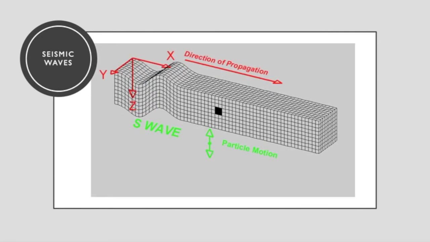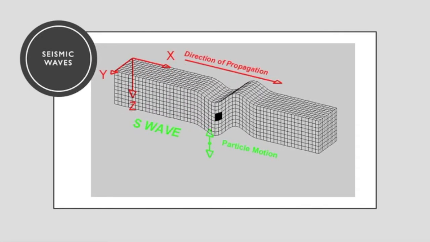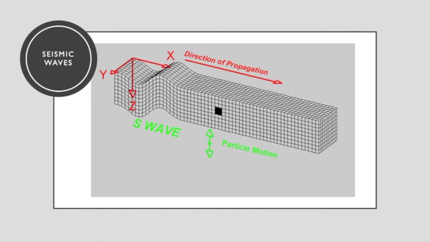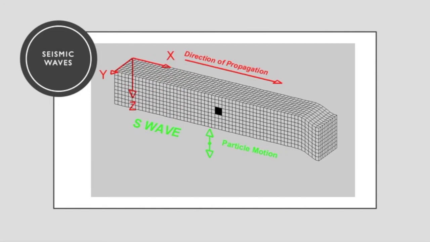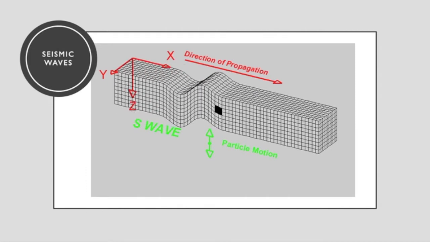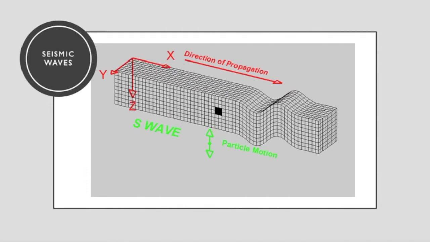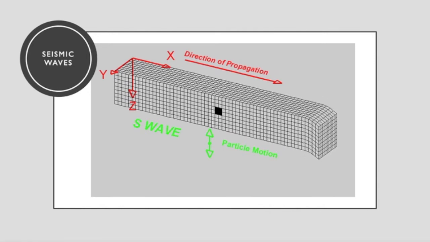The second type of seismic wave is the S wave, and these are called the secondary waves. They arrive second from the epicenter of the earthquake. They're slower waves and they're transverse waves. And these waves do more damage. You can see them shaking the earth around them as the particles move at right angles to the direction of the wave.